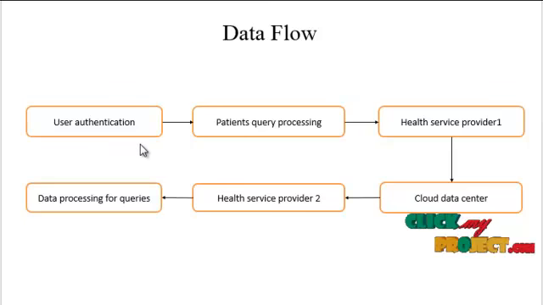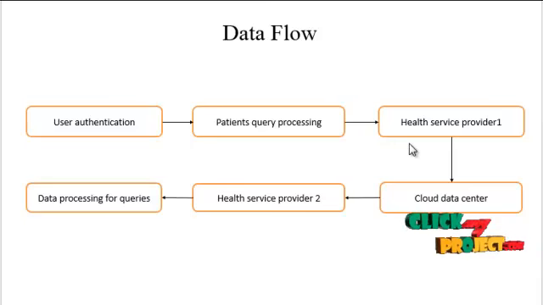This is our project flow. In this, we will have user authentication. User authentication is just to identify whether a user is an anonymous user or a proper, protected user who is able to access our application for further data processing. Then patient query processing. In this, the patient will be posting their queries based on their criteria, like cardiologist or something else.